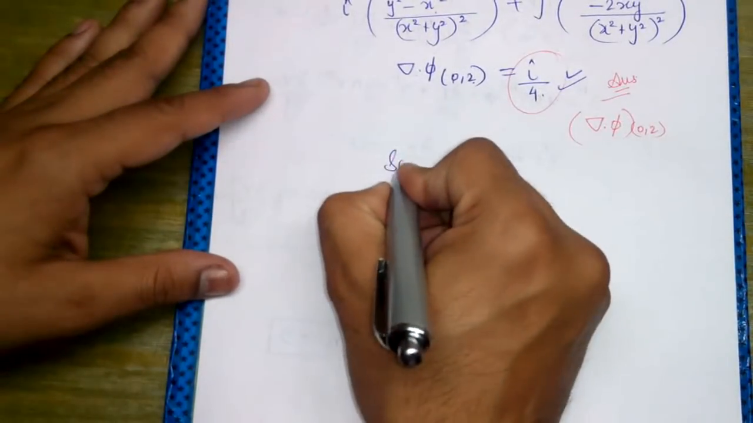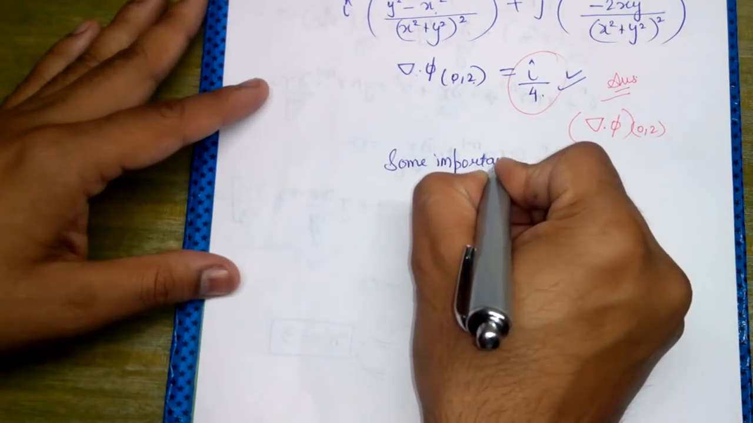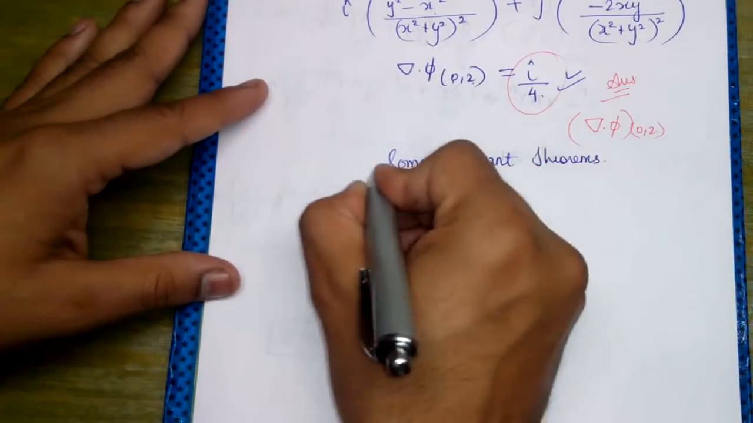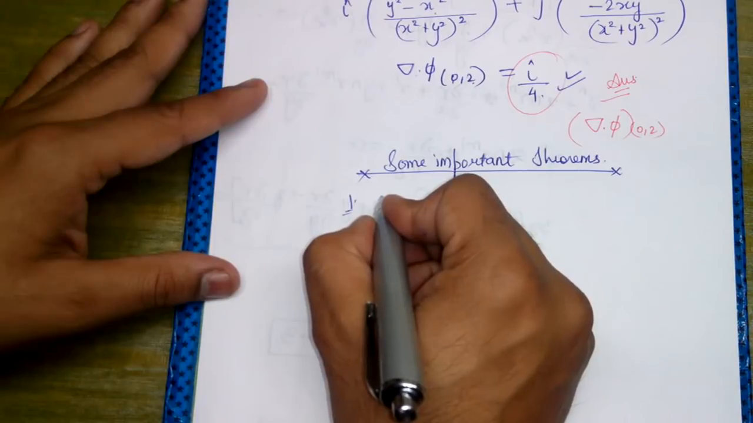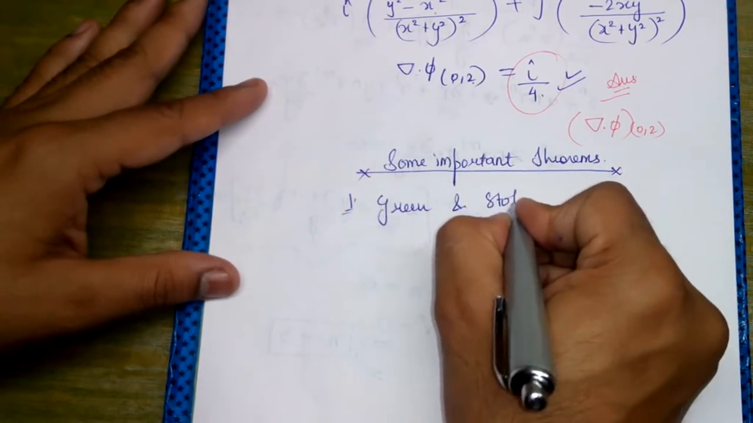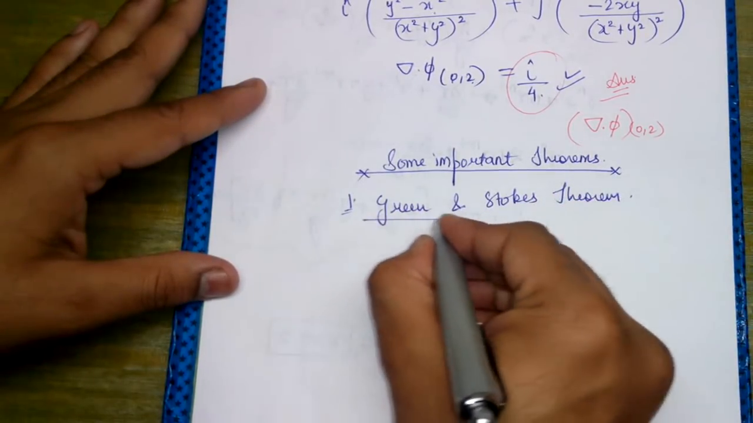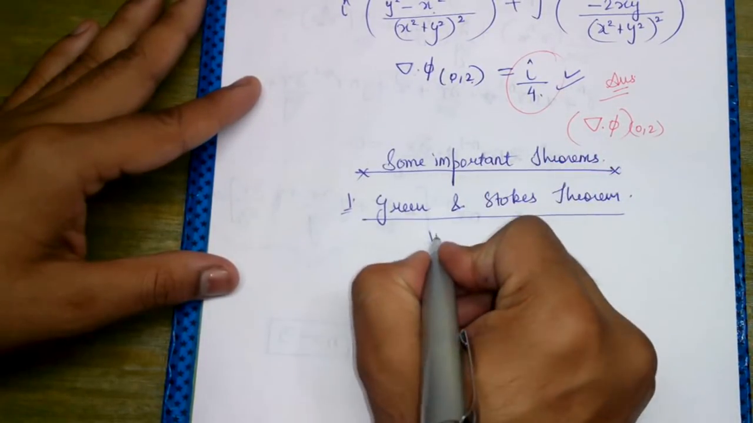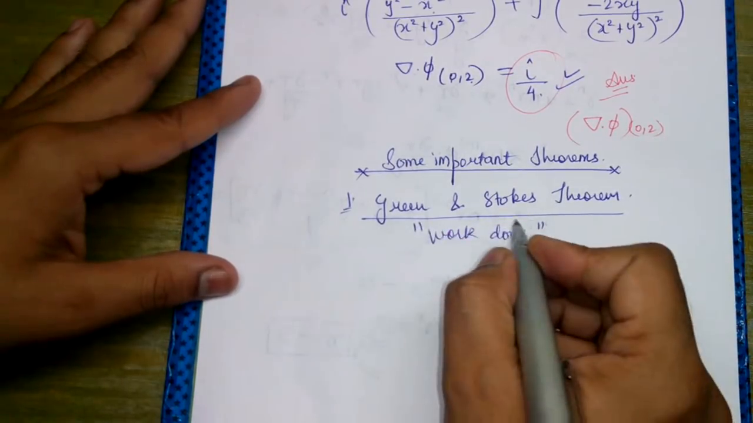Now we will start with some important theorems. So the first theorem that we have to study is Green's and Stokes theorem. Green's and Stokes theorems are nothing but they are telling us about the work done. They are simply telling us about the work done.